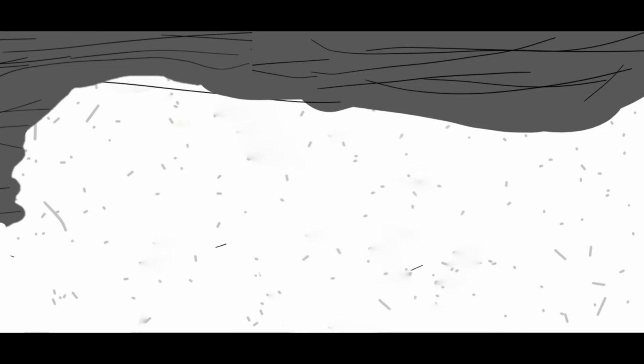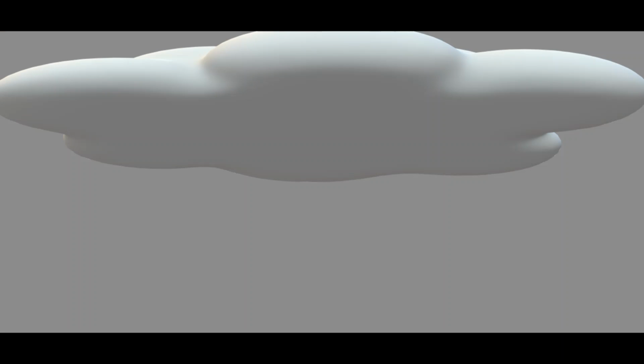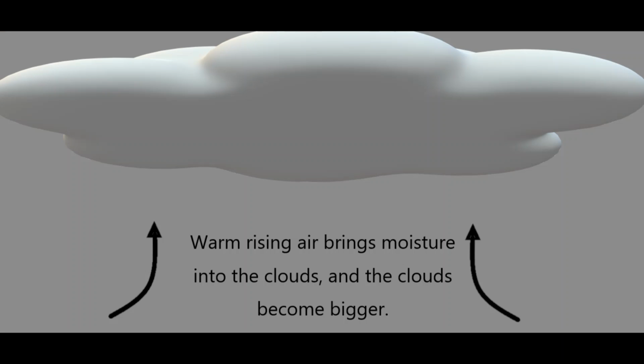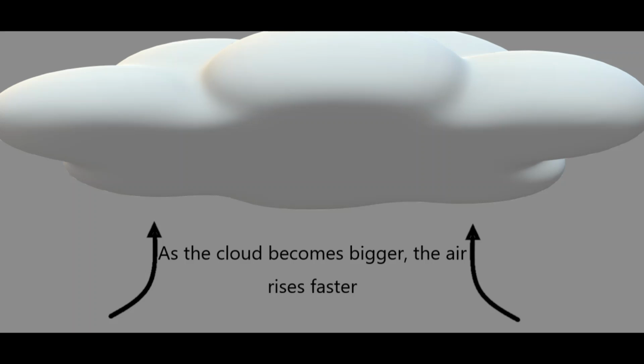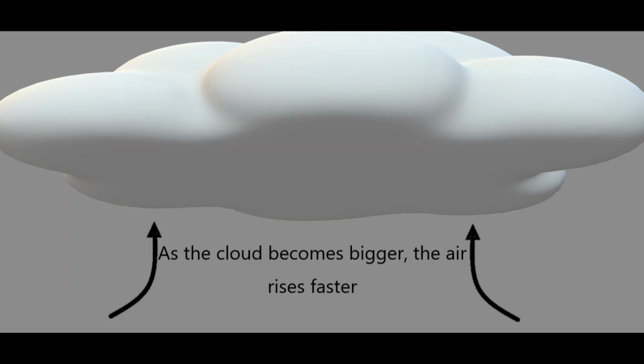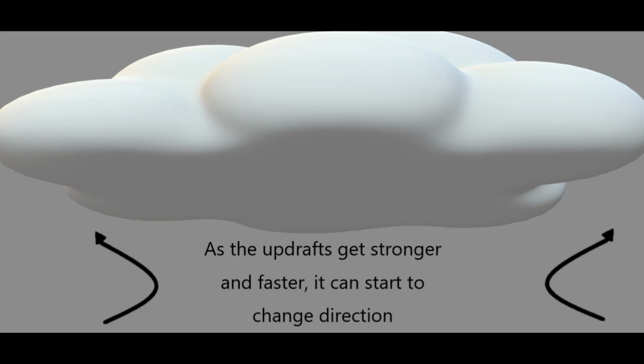First, a tornado starts with a strong thunderstorm called a supercell. Warm rising air brings moisture into the clouds, and the clouds become bigger. As the cloud becomes bigger, the air rises faster. As the updrafts get stronger and faster, it can start to change in direction.